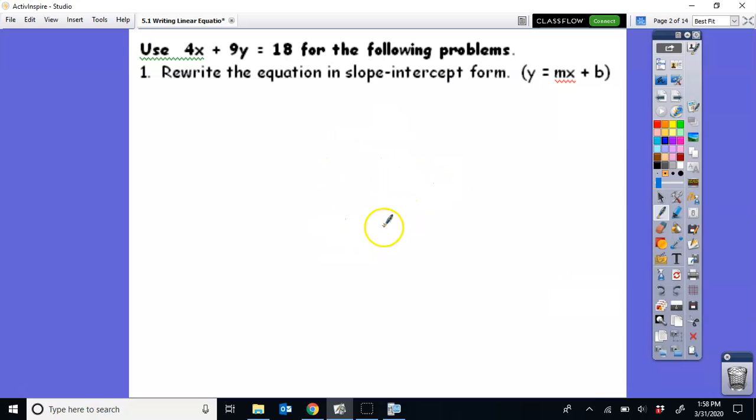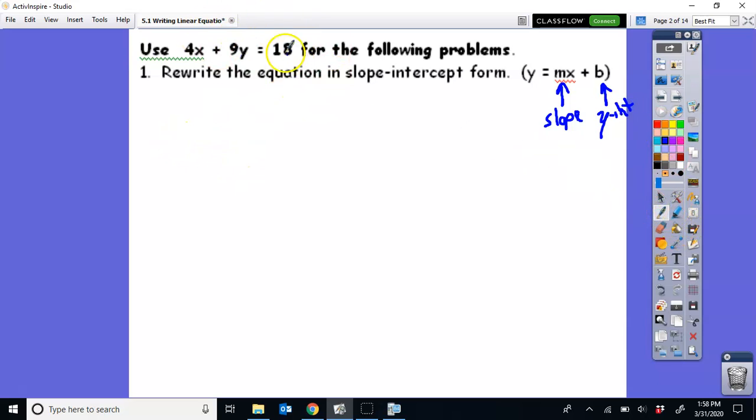Push play. So on this one it says use 4x plus 9y equals 18 for the following problems. There's a couple problems. We're going to do 4 problems. It says rewrite the equation in slope-intercept form. That is y equals mx plus b. Remember, the reason it's called slope-intercept form is because the slope is m and the y-intercept is b. So that's why it's called slope-intercept form.